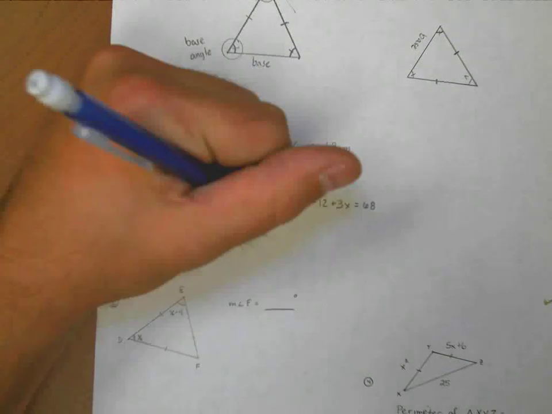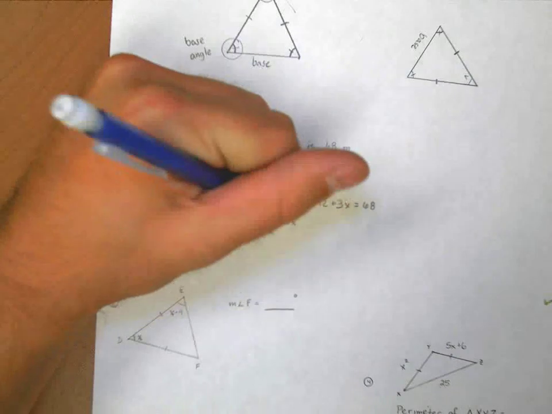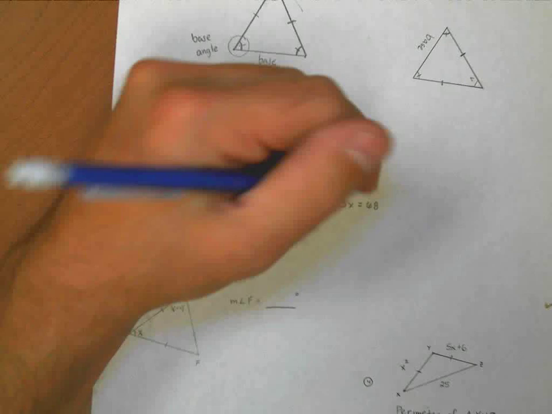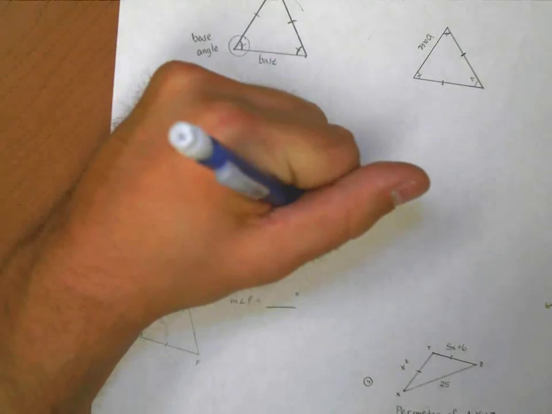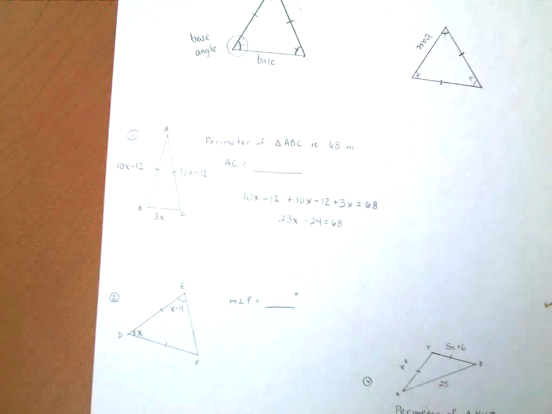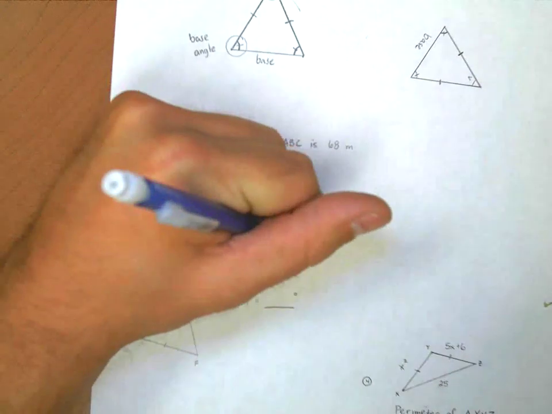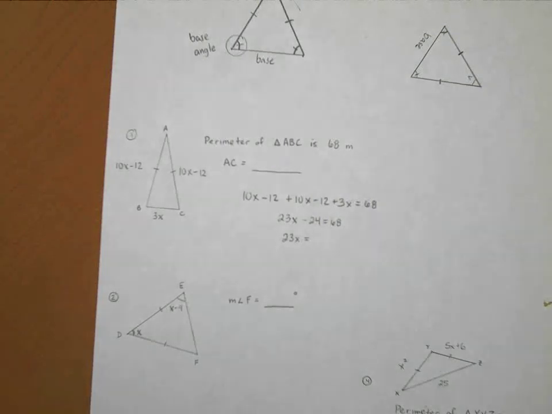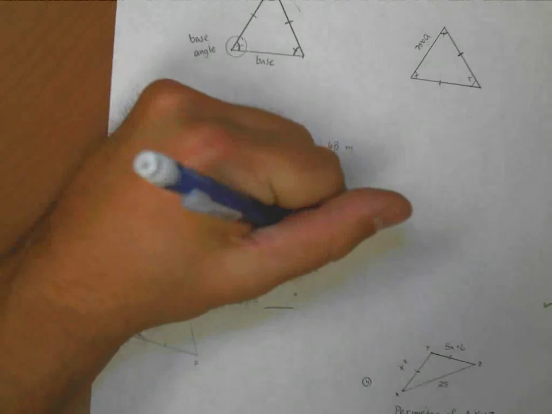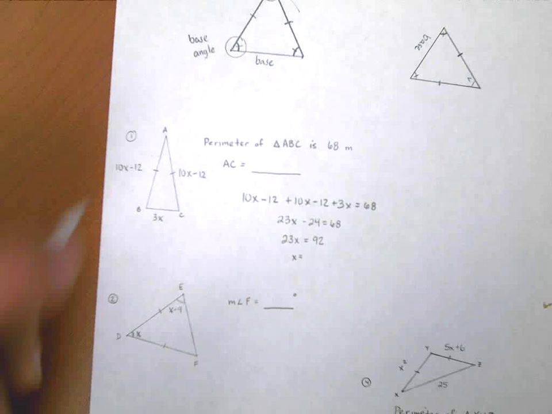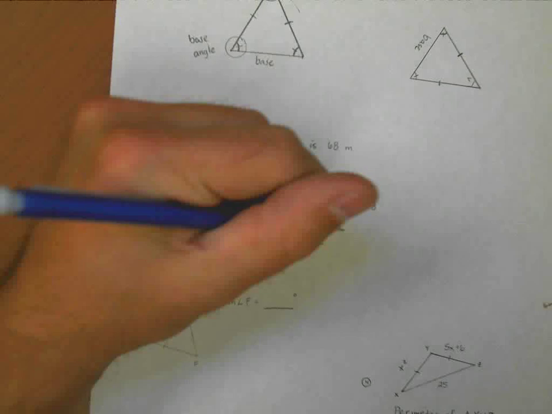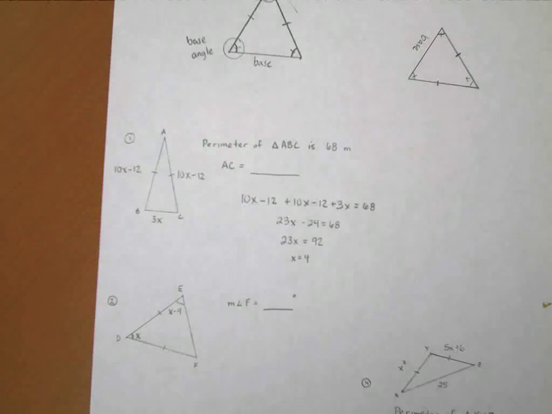It looks like I have 23 x's. Uh-oh, makes me nervous. Hope I picked good values here. That would be minus 24 is equal to 68. So 23x would be equal to the addition of 68 and 24, which is 92. X is 92 divided by 23, which just so happens to be 4.